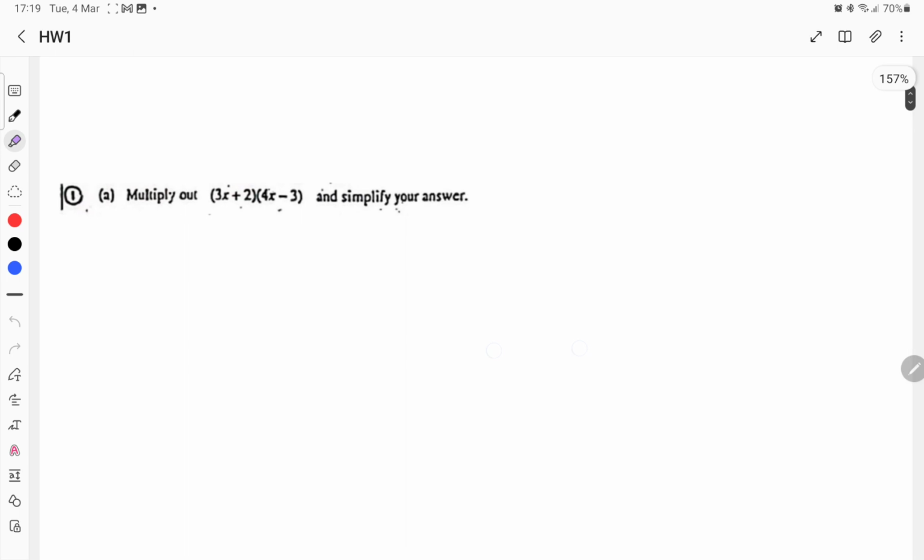Factorizing and solving equations. Question 1: multiply out (3x + 2)(4x - 3). Whenever we have two brackets, we start by distributing 3x with the 4x first and then with the negative 3. 3x times 4x: 3 times 4 is 12, x times x is x squared. 3x times negative 3 is negative 9x. Then we work out the 2. We have the 2 one time with the 4x and another time with the negative 3. 2 times 4x is 8x, 2 times negative 3 is negative 6.